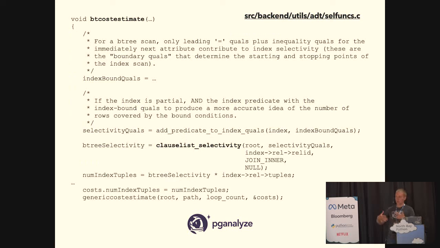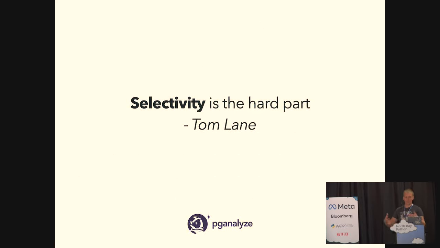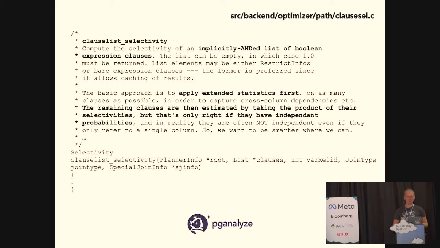But then ultimately what we'll try to do is we'll try to say, how common are the values that we're looking for? How selective are they? And so that's really the thing here, and this is the last time I think I'm quoting Tom Lane here, is selectivity is the hard part, right? Selectivity is where really a lot of the good or bad of Postgres' query planning decisions come from. And there's a function that tries to come up with these things.